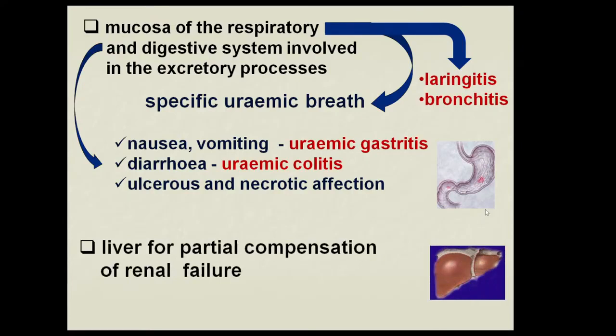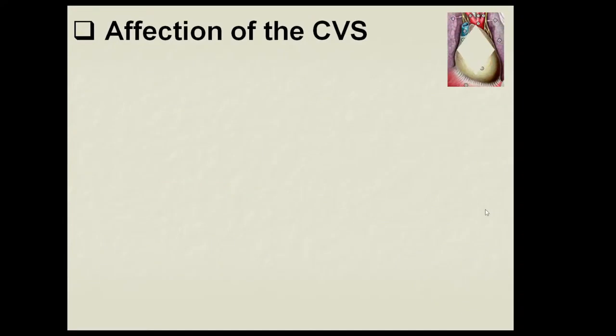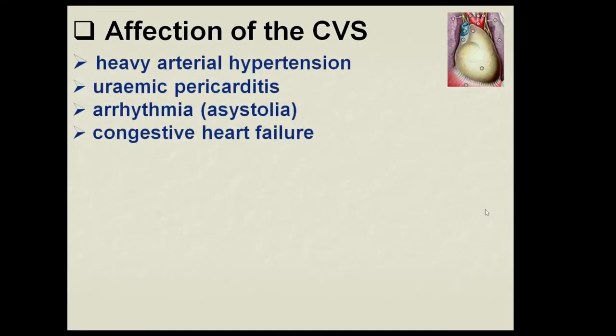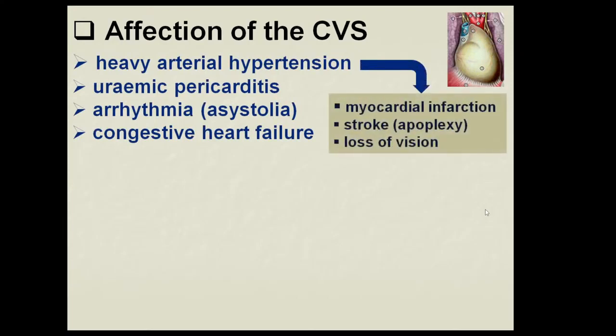Liver: in the first period it compensates the detoxification function of the kidney, then it is also affected, and the skin of the patient becomes more yellow in color. The central nervous system is very sensitive to any intoxication. And affection of the cardiovascular system, first of all, due to high blood pressure.